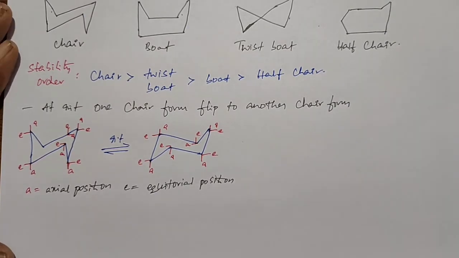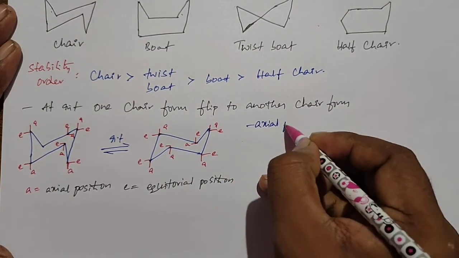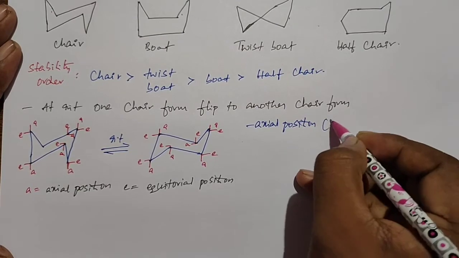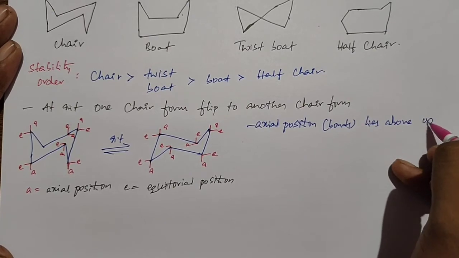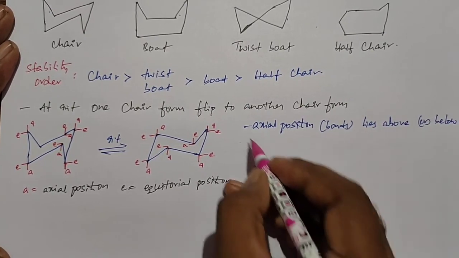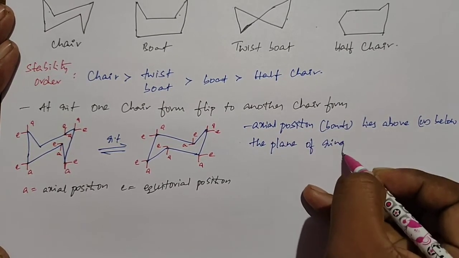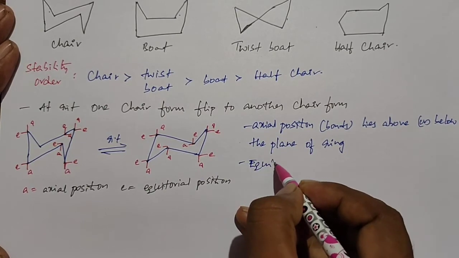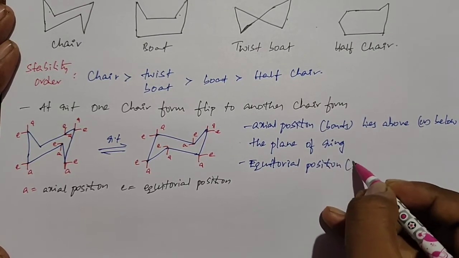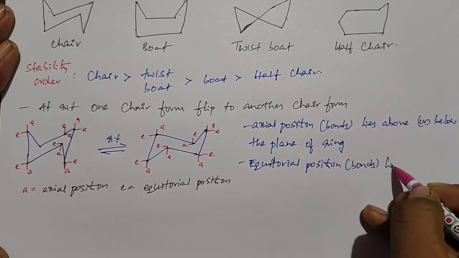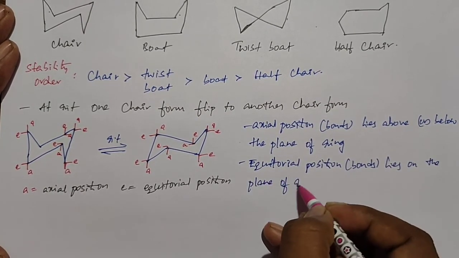So axial positions or bonds lie above or below the plane of the ring. At the same time, equatorial positions or equatorial bonds lie on the plane of the ring.